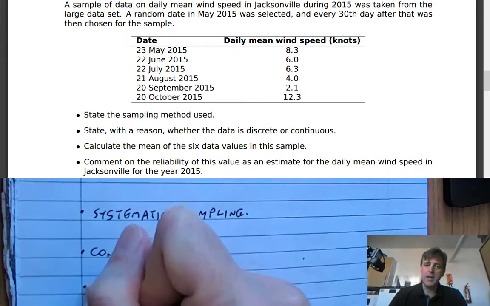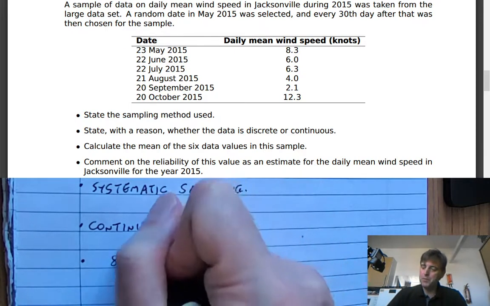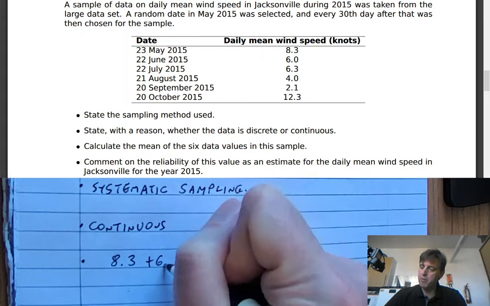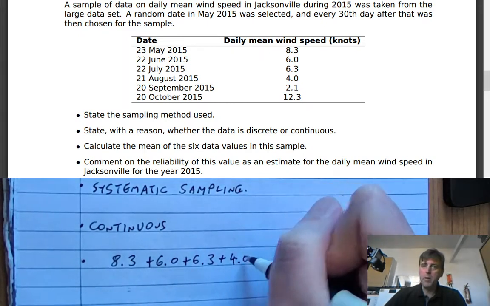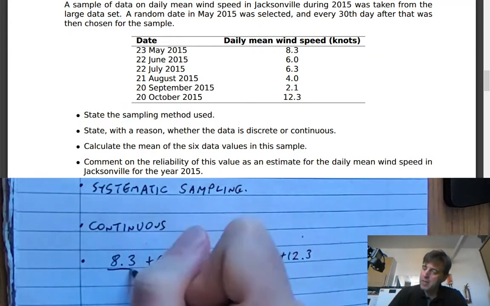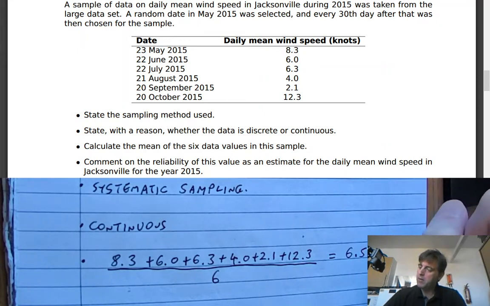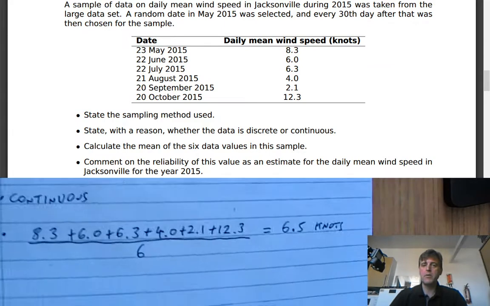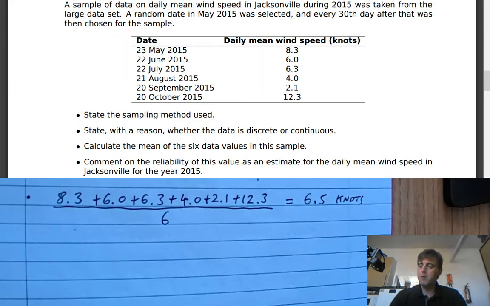Okay, calculate the mean, this is something which I think you should be able to do. So we have to add together all of our numbers. So 8.3 plus 6.0 plus 6.3 plus 4.0 plus 2.1 plus 12.3. And then we need to divide by how many we have. We've got 1, 2, 3, 4, 5, 6. So you work all that lot out, you should have got the answer 6.5, and the units of measurement there, knots. There we go. Let's bring that up so you can see that a bit better. There it is. Okay, hopefully you agreed with that.